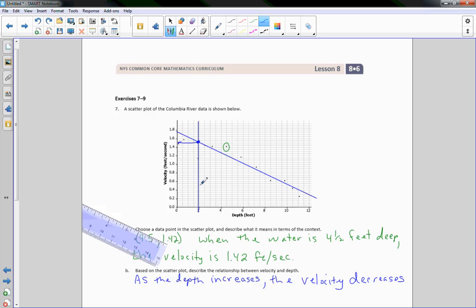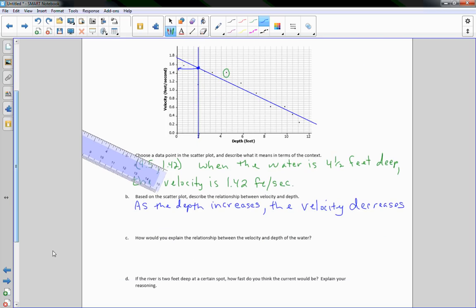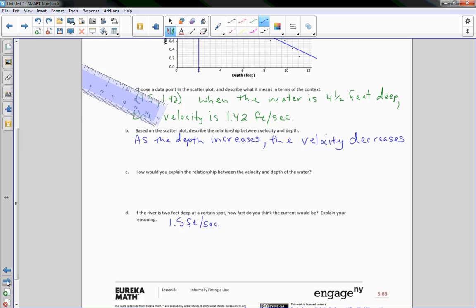So I would say probably what, 1.5? Okay, so I would say 1.5 feet per second. And explaining my reasoning, I'm not going to write it out, but there's my explanation. Okay, at 2 feet, my line of best fit intersects my 2-foot vertical line where x equals 2, and that is a y value of approximately 1.5 feet per second.